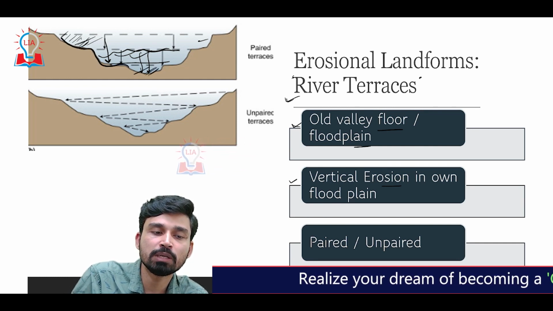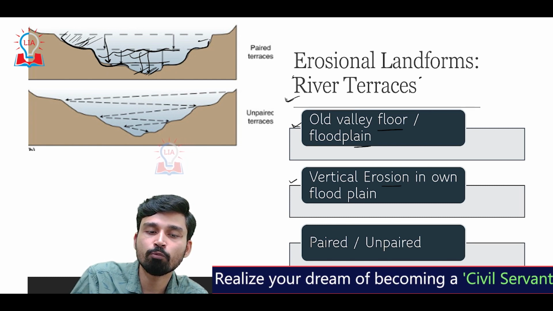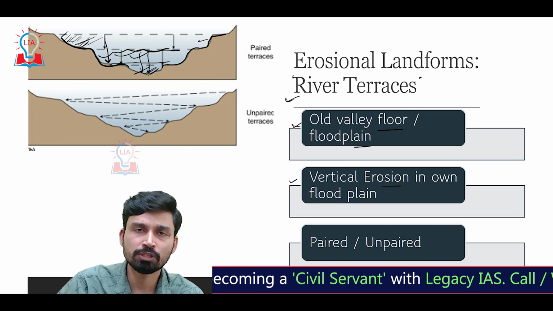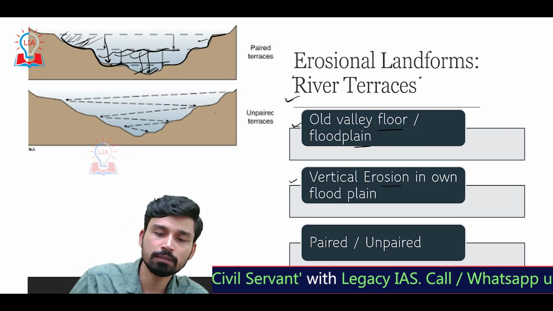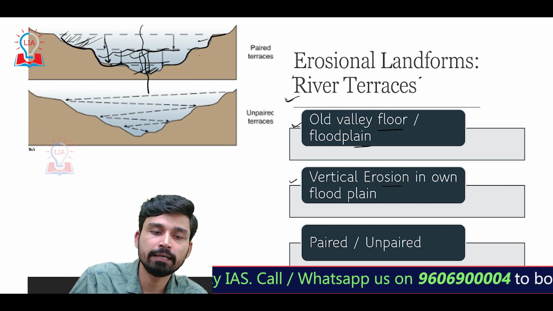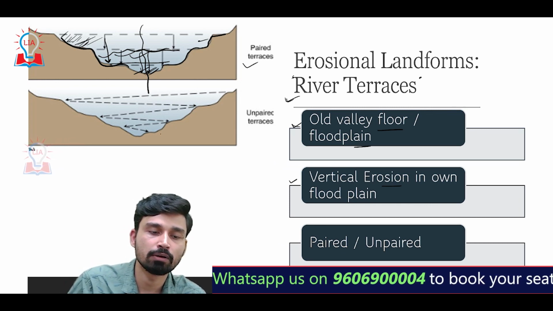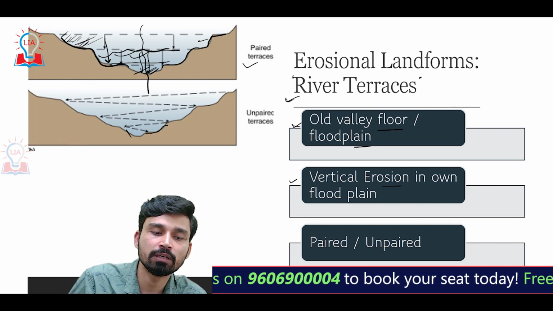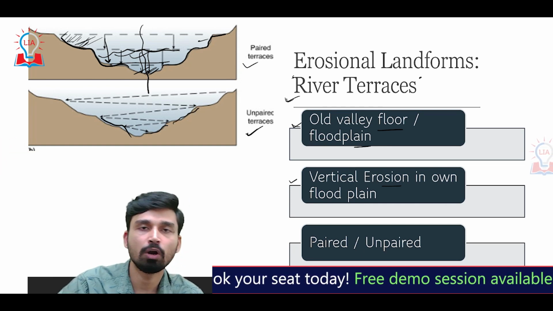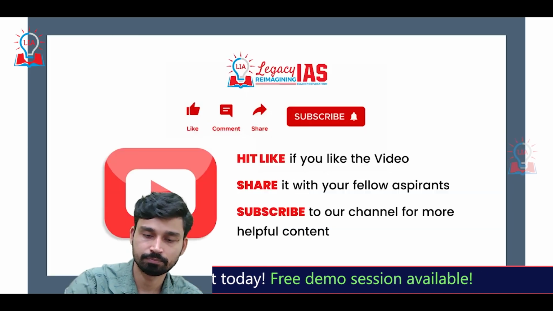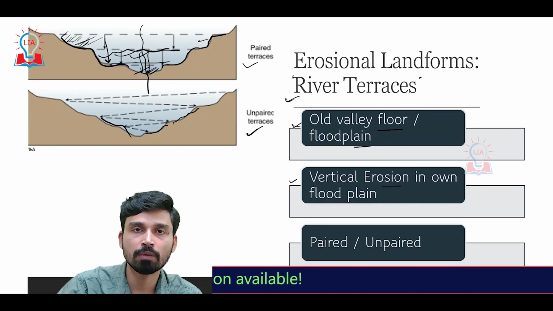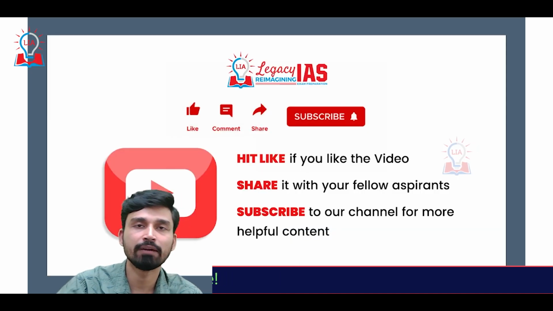You will see a kind of stepwise progression, a stepwise development of a landform, which resembles a terrace. Now this terrace can be of two types. If the terraces are symmetrical on both sides, that is called paired terraces. On the other hand, if terraces, as we can see in this particular picture, are non-symmetrical on both sides, they are called unpaired terraces. So that is all about the important erosional landforms that we have talked about as far as the fluvial erosional landforms are concerned.